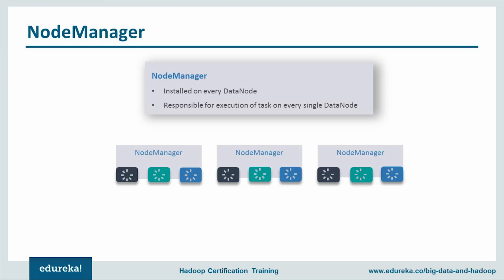Now, let's see what a node manager is. Node managers are the slave daemons, and they are installed on every data node. Our data is divided into blocks and stored in data nodes, and it is processed on the same machine. So on the same machine where the data node is set up, a node manager is also present to process the data in that data node, and it is responsible for the execution of tasks on every single data node. This is where the actual processing of data takes place.